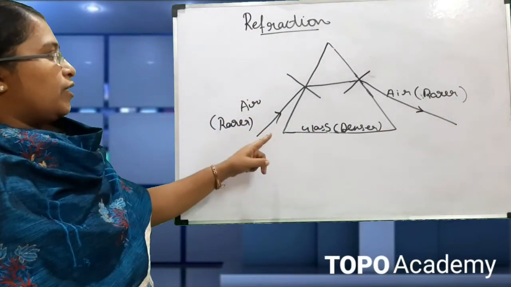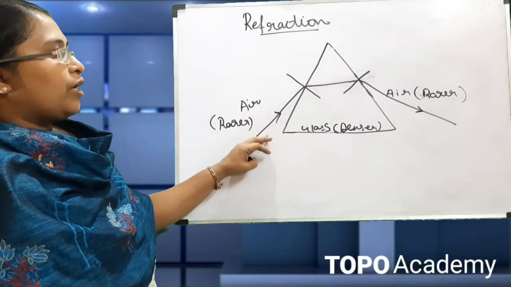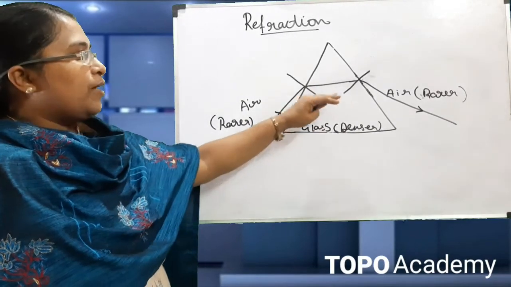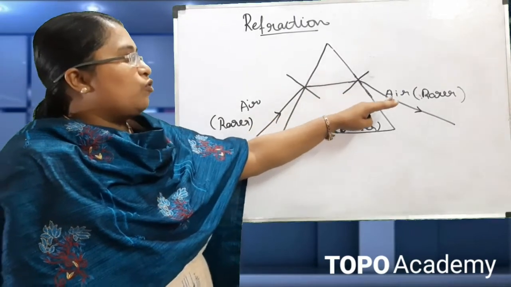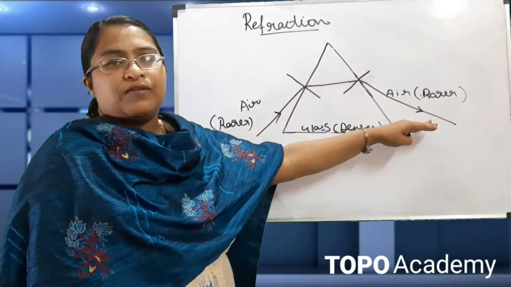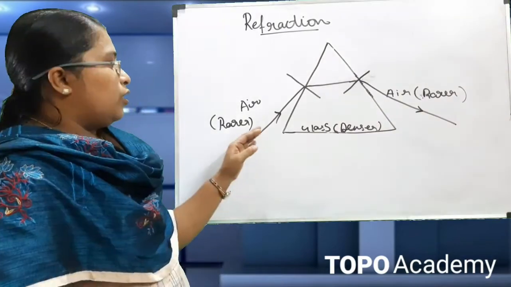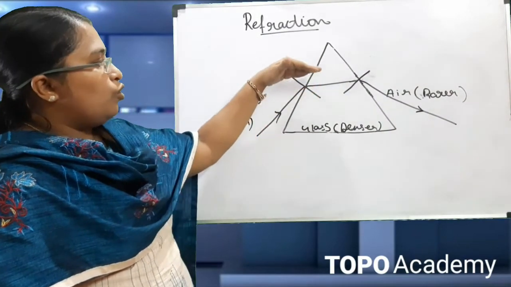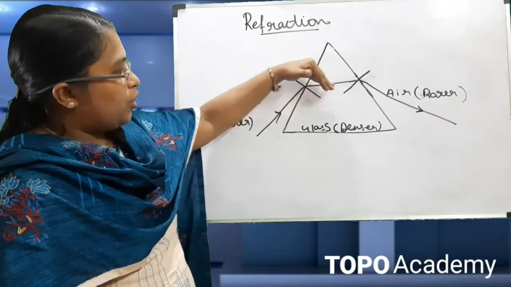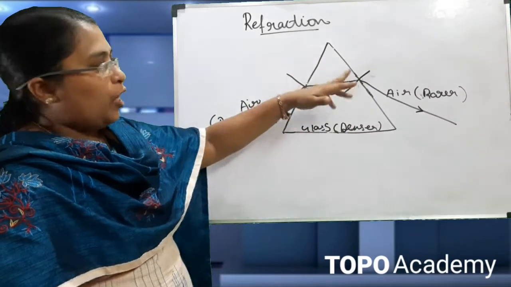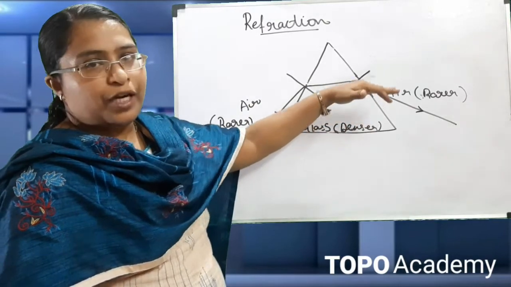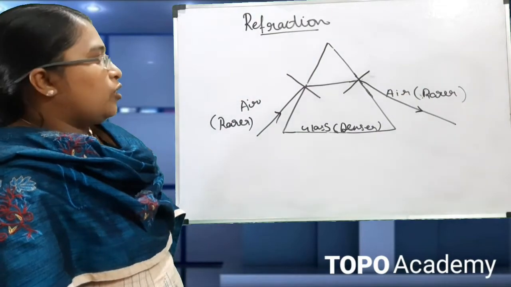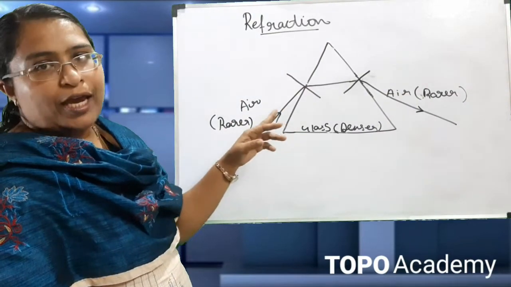So here this is the incident ray. The light ray is entering from rarer to denser medium, that is from air medium to glass medium, so it bends towards the normal. When it is moving from denser medium to rarer medium, it will bend away from the normal. So that is the refraction through a glass prism.